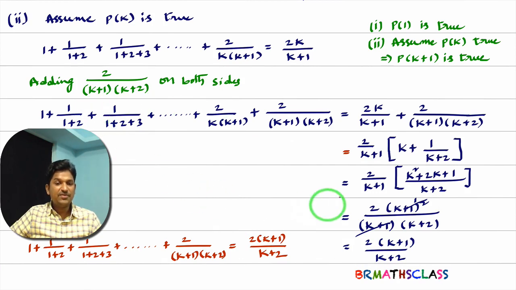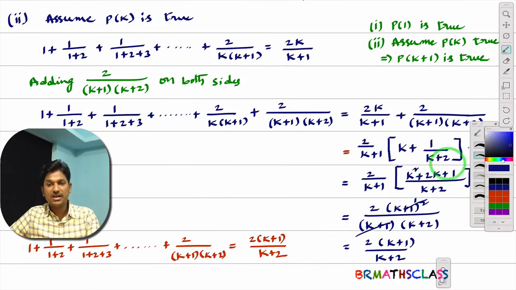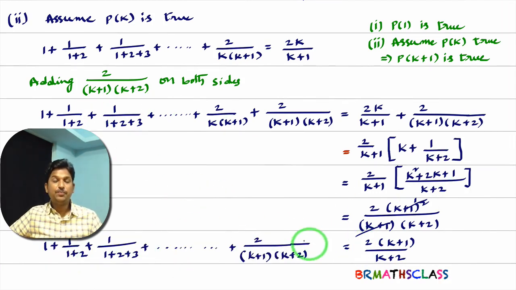Let me write this left hand side part also. We will get some clarity. I have written this left hand side part also. Now we will discuss the main things. What is our intention in the second part? By assuming P of k is true, we are trying to prove P of k plus 1 is true. So this is true. For this term, after adding a term on both sides, whatever you get is also true. That means this statement is true.